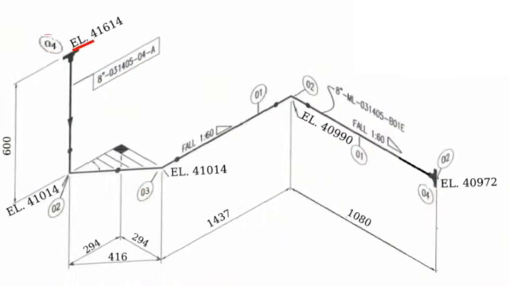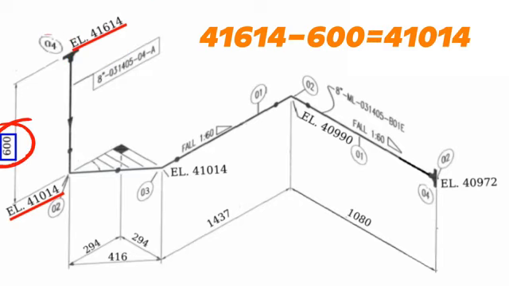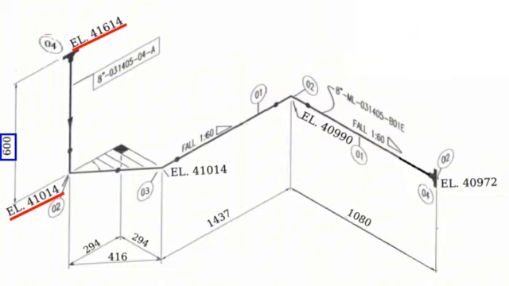As you can see, the starting point elevation of this pipeline is shown as 41,614 millimeters. Then the pipeline goes downwards vertically 600 millimeters. The height of this point is 41,014 millimeters. Let's check the accuracy of this height. 41,614 millimeters minus 600 millimeters is equal to 41,014 millimeters. Then the pipeline travels horizontally at the same height, therefore the elevation will still be 41,014 millimeters.